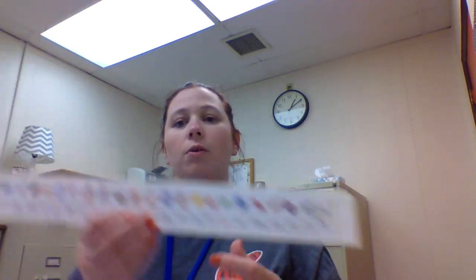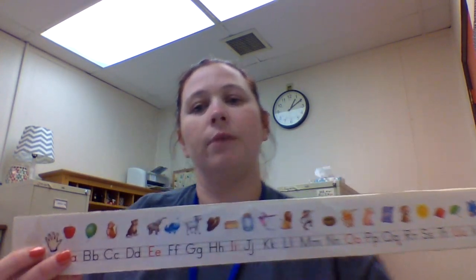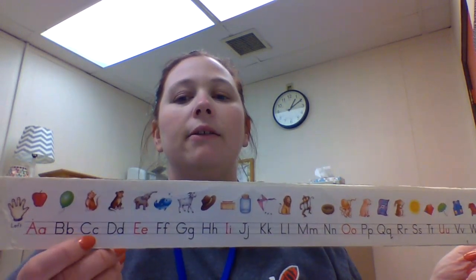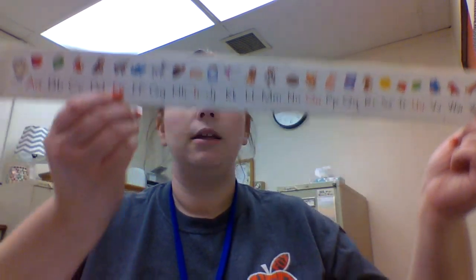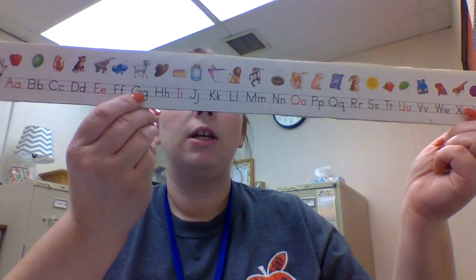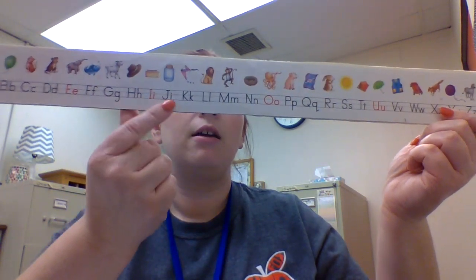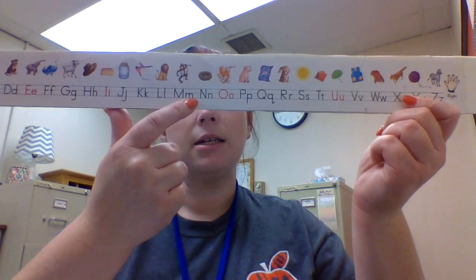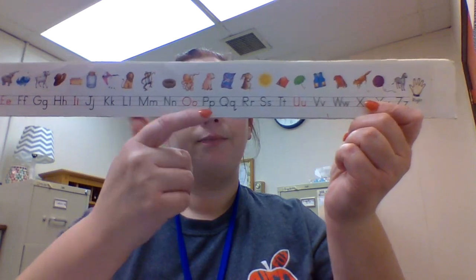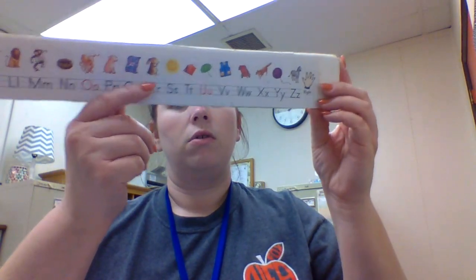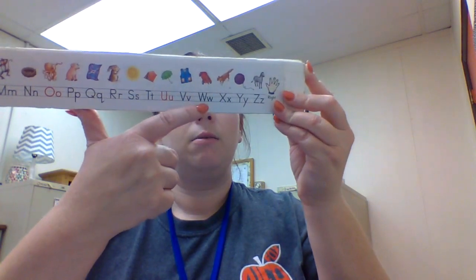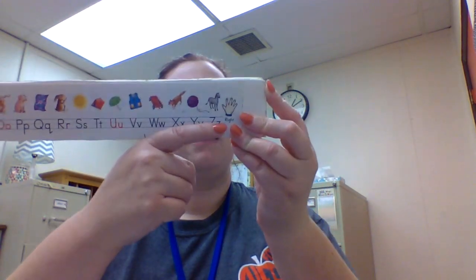Alright, we are going to start with our alphabet strip, and we are going to say the alphabet together before we get started. We have A, B, C, D, E, F, G, H, I, J, K, L, M, N, O, P, Q, R, S, T, U, V, W, X, Y, Z.